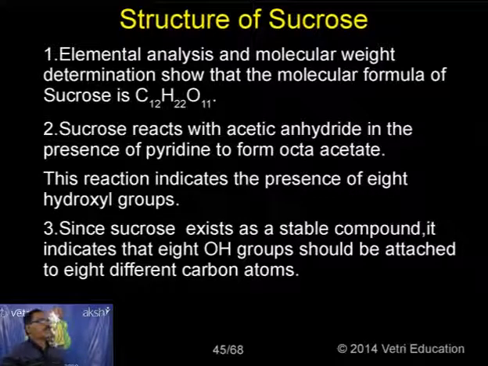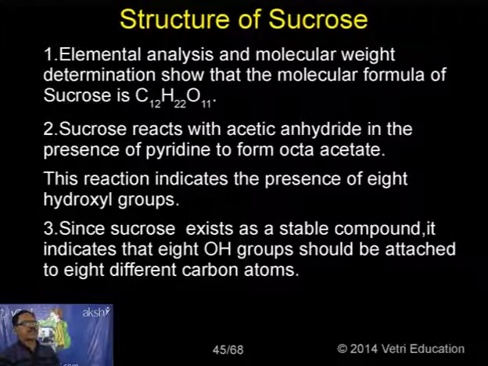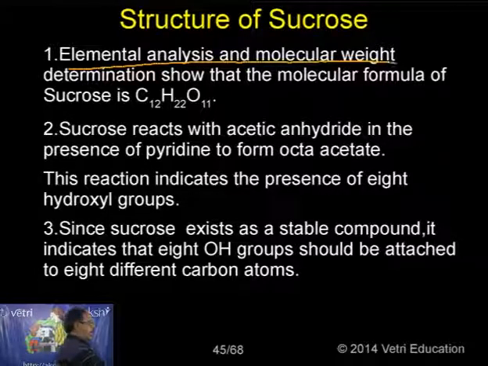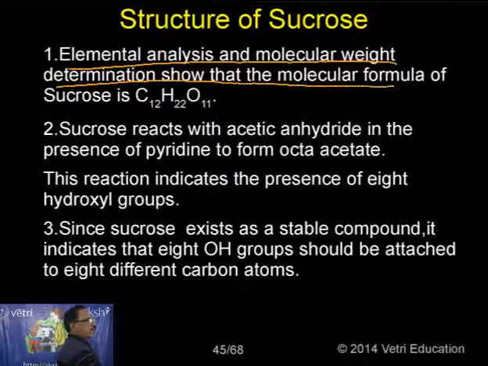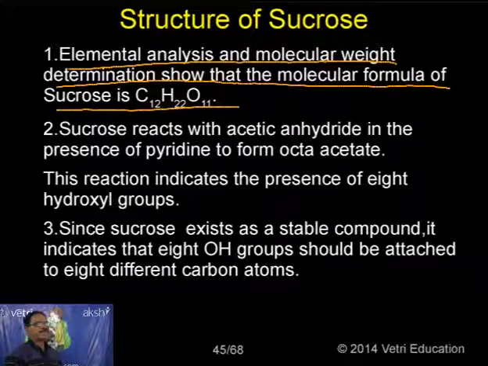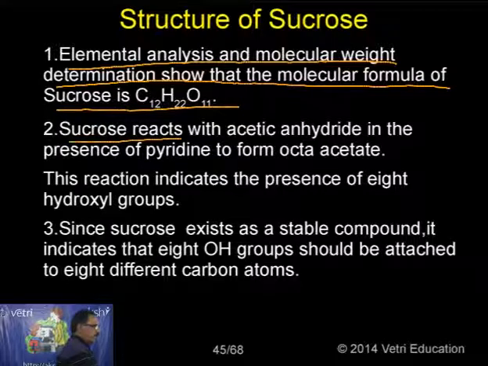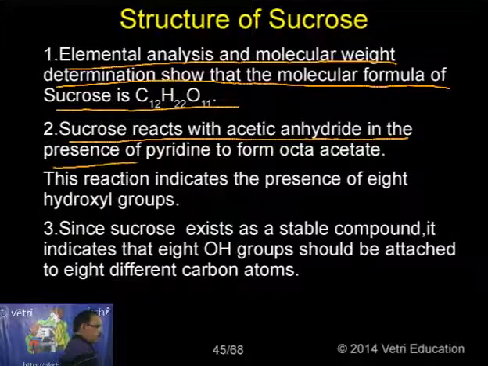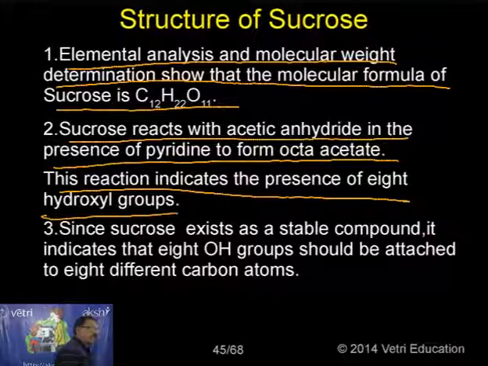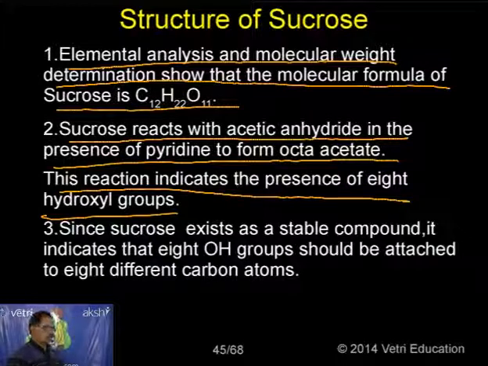Now, let me go for the structure of sucrose. Let me discuss the structure of sucrose. Elemental analysis and molecular weight determination show that the molecular formula of sucrose is C12H22O11. This is as usual. Step 2: sucrose reacts with acetic anhydride in the presence of pyridine to form an octaacetate. This reaction indicates the presence of 8 hydroxyl groups in sucrose.